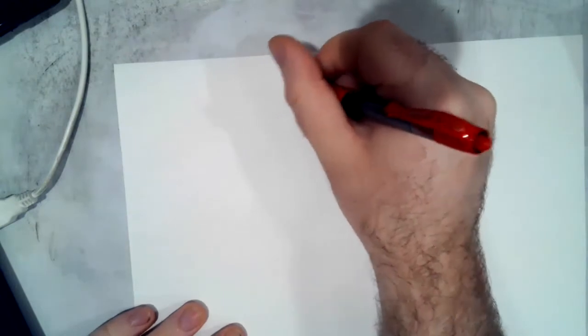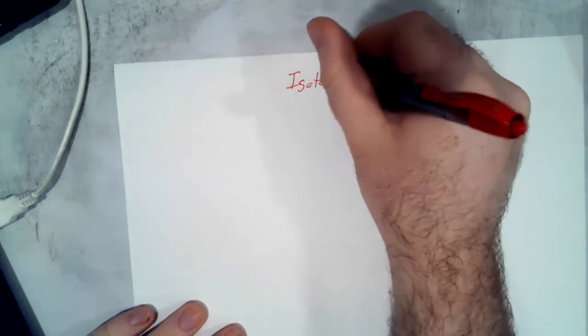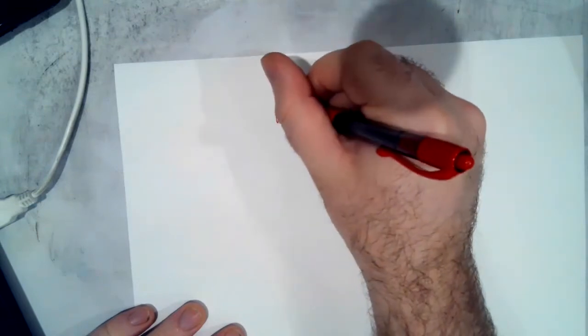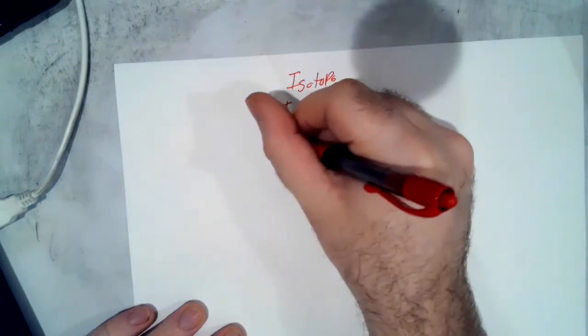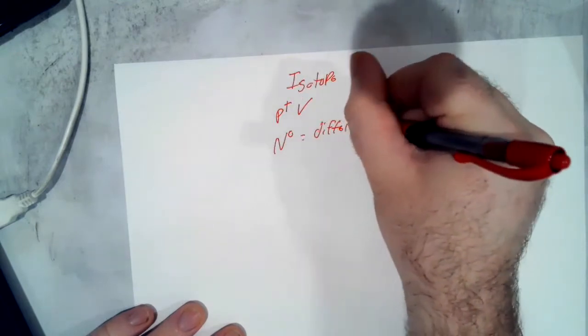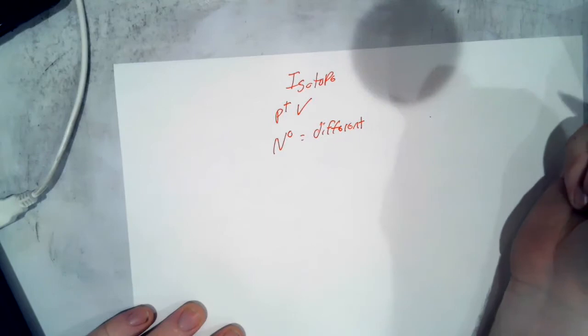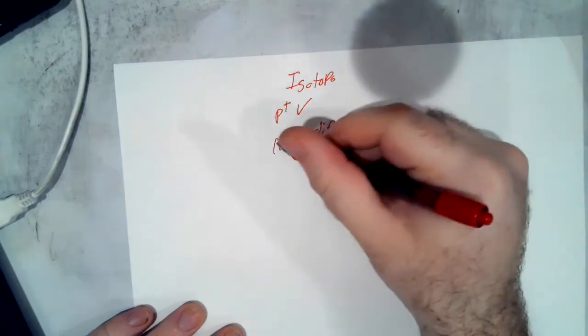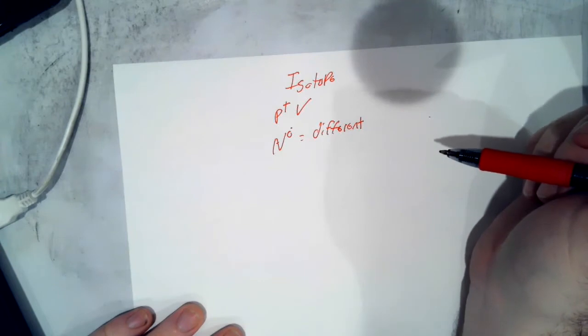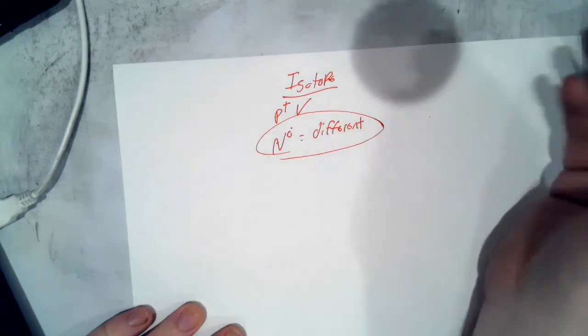So remember, an isotope is the same number of protons, but a different number of neutrons. Okay? This doesn't say no different. This is neutrons are different. So when you change the number of neutrons, you have an isotope, essentially.